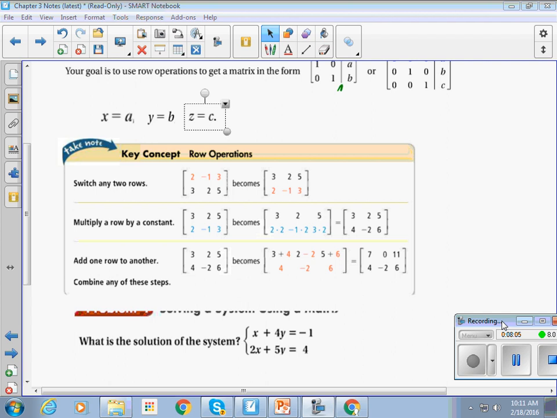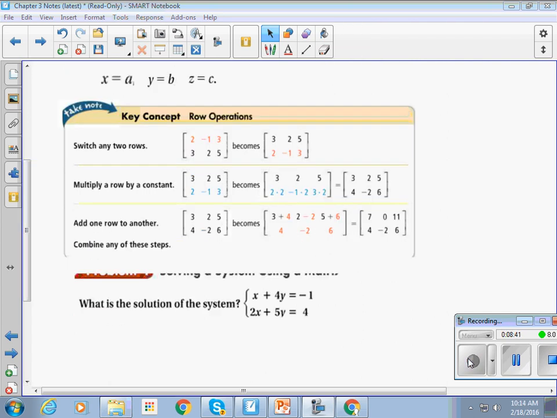I can multiply a row by a constant, as long as I do it to the whole row. It's like when we find a multiplier when we're using elimination. I can add one row to the other. And when I do that, I still keep my same row, but my other one becomes the sum of the 2 rows.